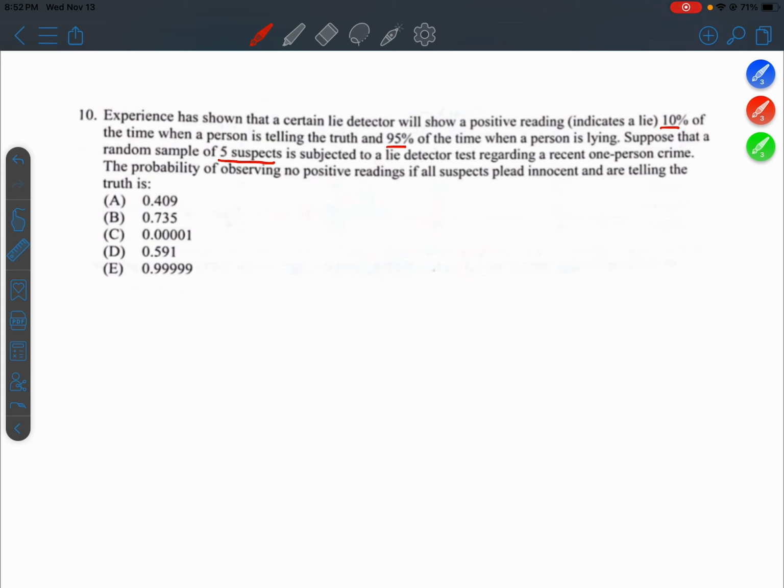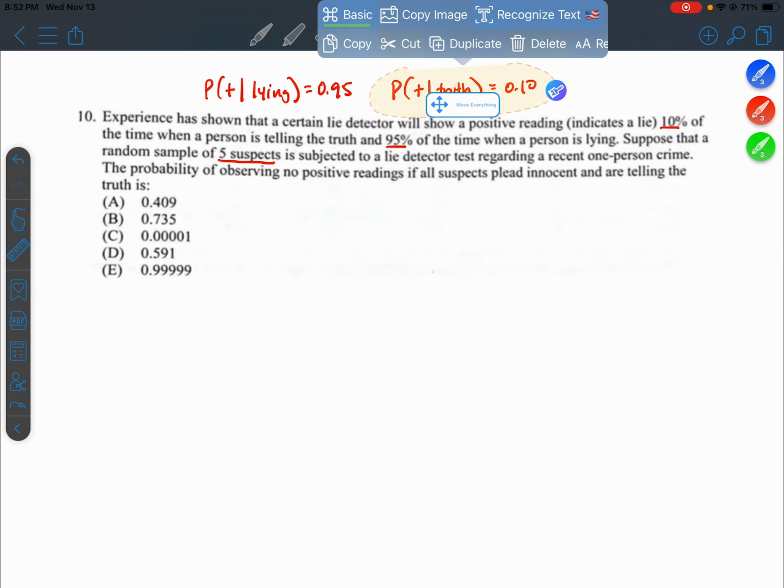Okay, so the lie detector will show a positive reading 10% of the time when the person is telling the truth. So the probability of a positive reading given that they're telling the truth is 10%, so that's a conditional probability. And then 95% when a person is lying. So the probability of a positive result given that the person is lying is 0.95. Okay, so we've got 2 conditional probabilities there.